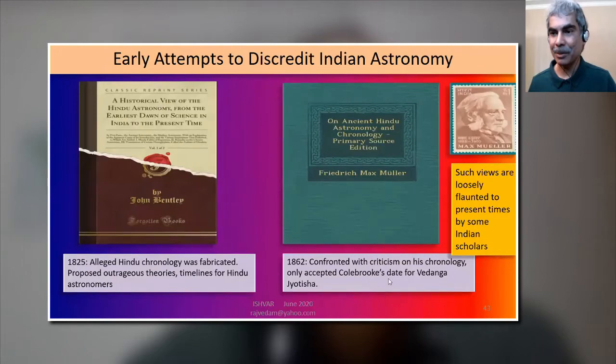So he only accepted Colebrook's date for Vedanga Jyotisha, 1400 BC, and others he just said categorically, I don't believe the Indian texts, all unreliable, you cannot use it for dating and so on. Very, very unscientific way of saying these things. But such a view is used till the present day by some Indian scholars.